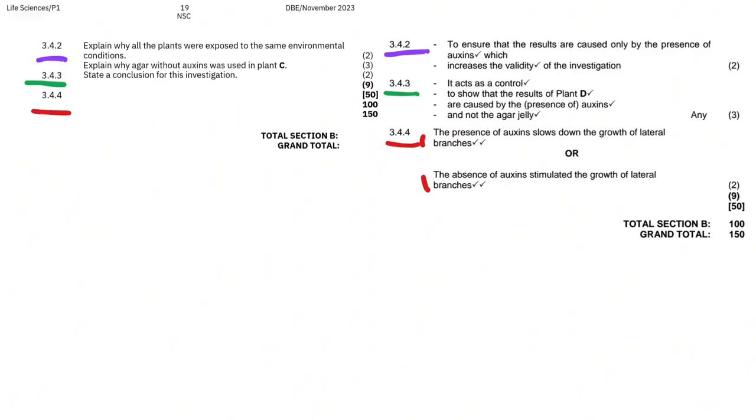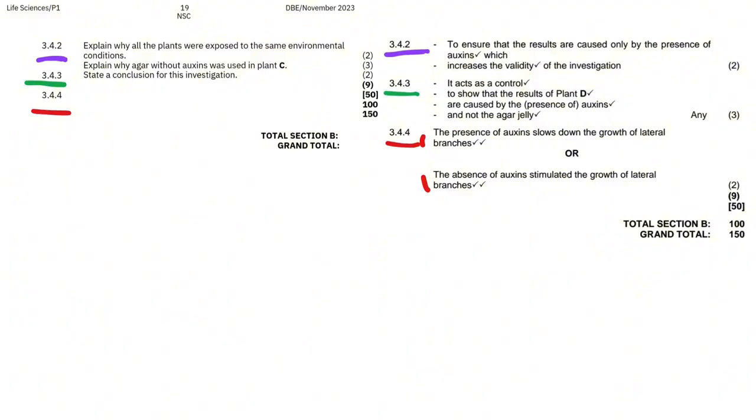3.4.2, explain why all the plants were exposed to the same environmental conditions. And the answer, to ensure that the results are caused only by the presence of auxins, which increases the validity of the investigation. 3.4.3, explain why agar without auxins was used in plant C. The answer, it acts as a control to show that the results of plant D are caused by the presence of auxins and not the agar jelly.